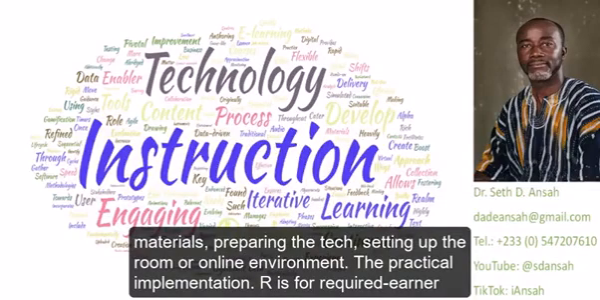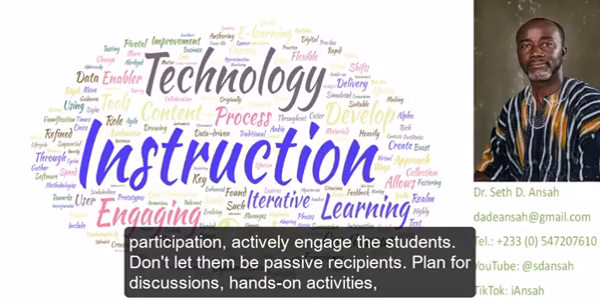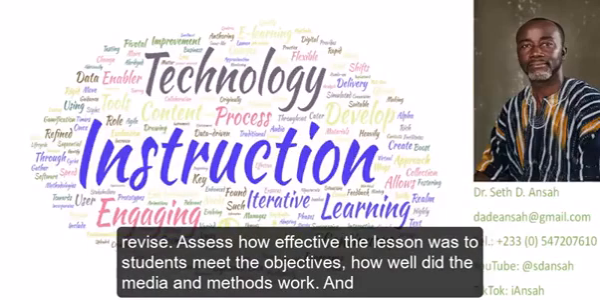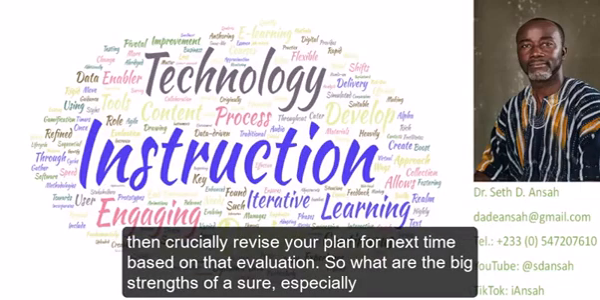The practical implementation. R is for require learner participation. Actively engage the students. Don't let them be passive recipients. Plan for discussions, hands-on activities, group work, maybe using collaborative online tools. Keep them involved. And the final E. E is evaluate and revise. Assess how effective the lesson was. Did students meet the objectives? How well did the media and methods work? And then, crucially, revise your plan for next time based on that evaluation.